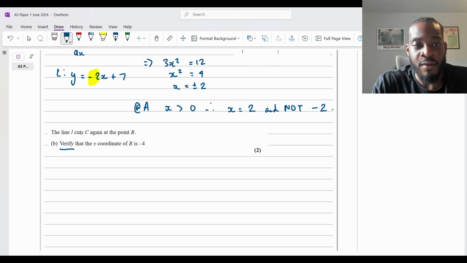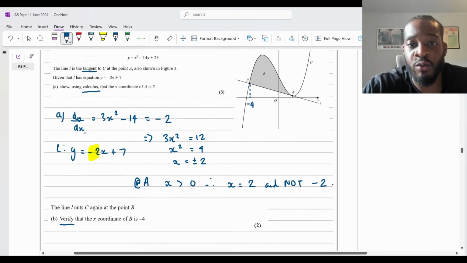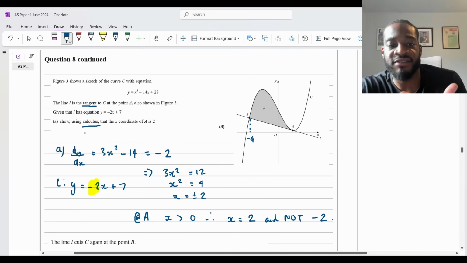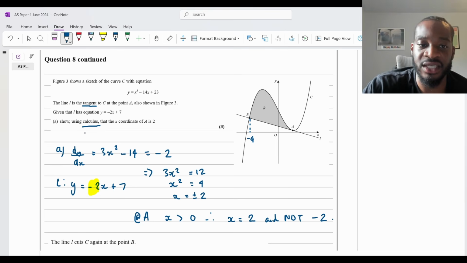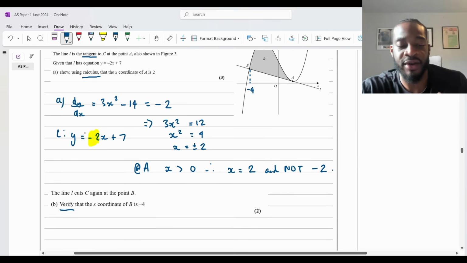B is the second point of intersection, isn't it? We've got two things. We've got a line L and a curve C. They intersect at two points A and B. We've shown using calculus that the x coordinate of A is 2. We need to verify that the other point of intersection is minus 4. So we don't need to do any algebra here.